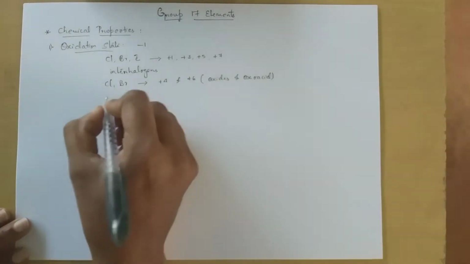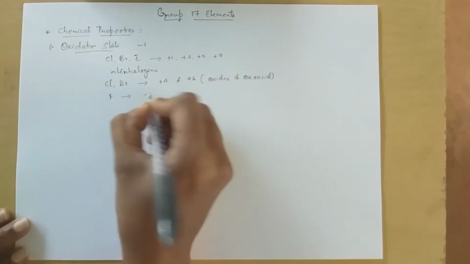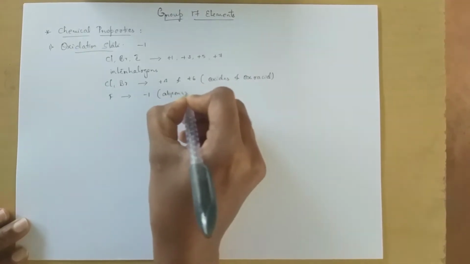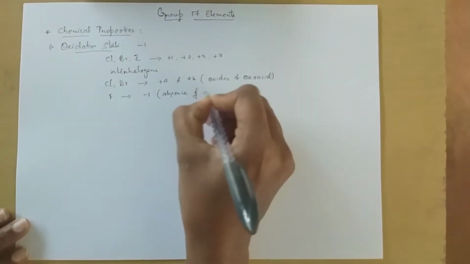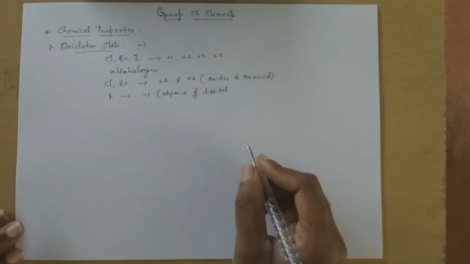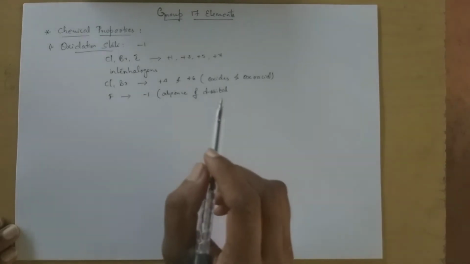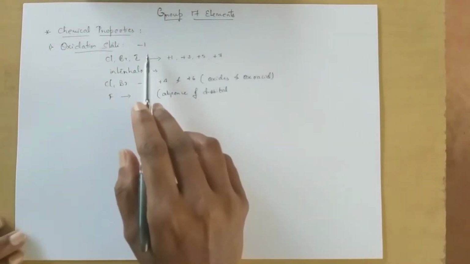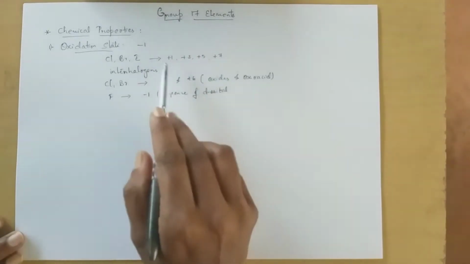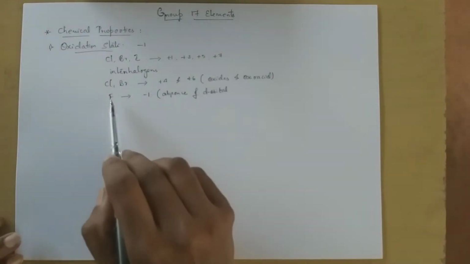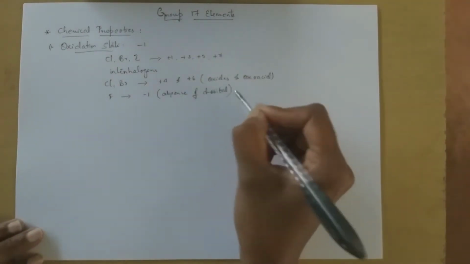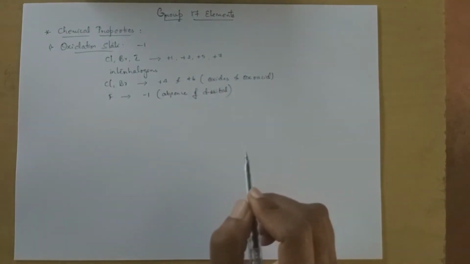Here fluorine exhibits only -1 oxidation state, that is due to the absence of d orbitals. So due to the absence of d orbitals, fluorine exhibits only -1 oxidation state. The general oxidation state is -1 only. Chlorine, bromine, iodine exhibit variable oxidation states, while fluorine exhibits only -1 oxidation state due to the absence of d orbitals.